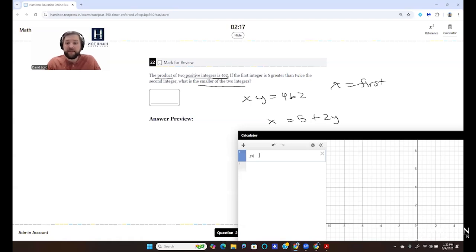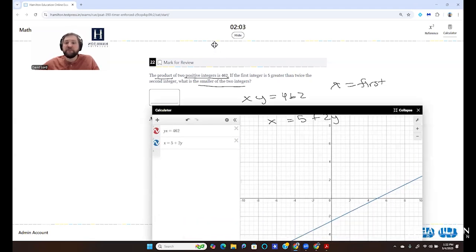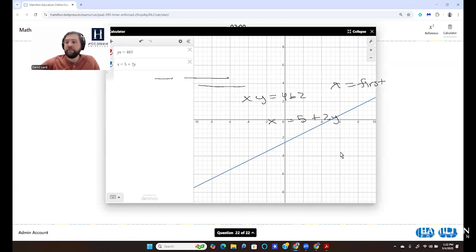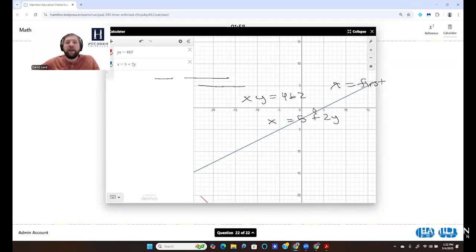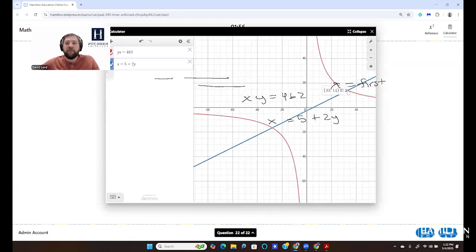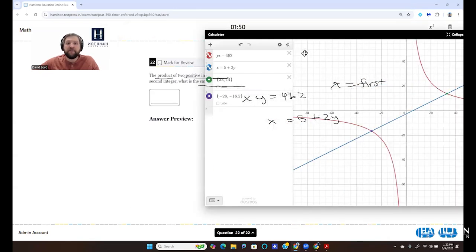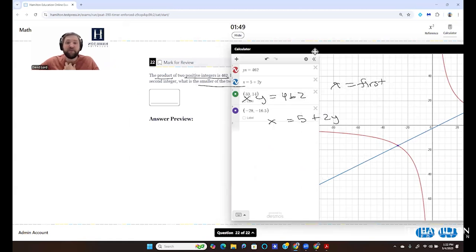So yx is equal to 462. And then we have the second equation, x is equal to 5 plus 2y. All right, and we are looking for solutions on this graph. So I might have to zoom out a bit, but there we do. We have 33, 14, and we have negative 28, negative 16 fifths, negative 16.5.